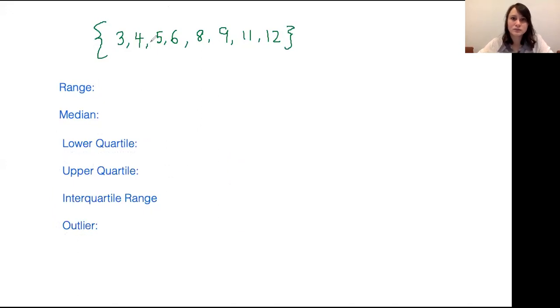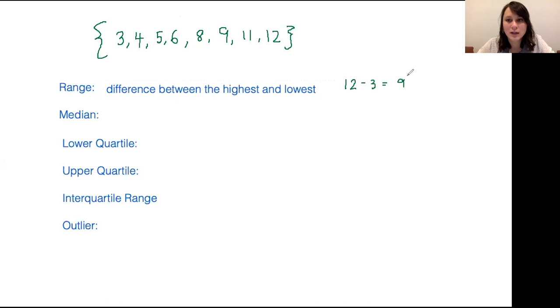Now, a range is really just the difference between the highest and lowest value. Highest and lowest. So if we were to look for the range of this set of information, we would just say that the range is 12 minus 3, which would be 9, right? So that's the range. There's a difference of 9 between the highest and lowest.